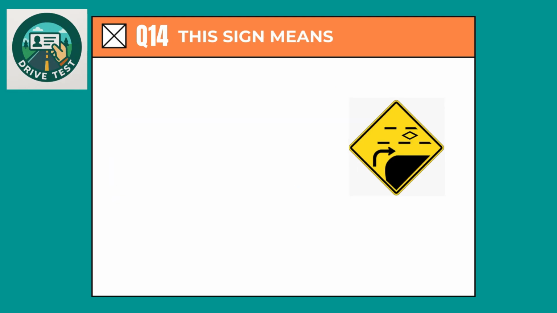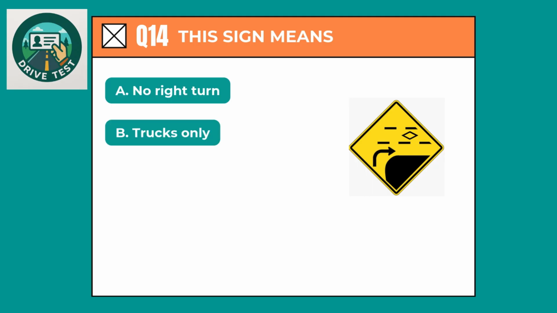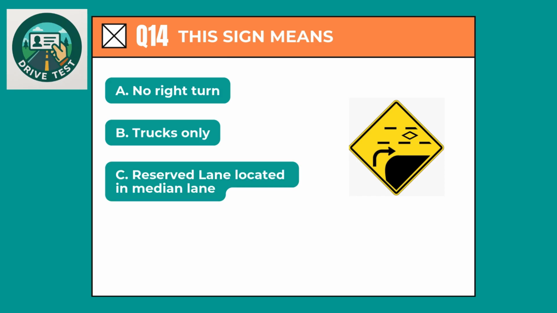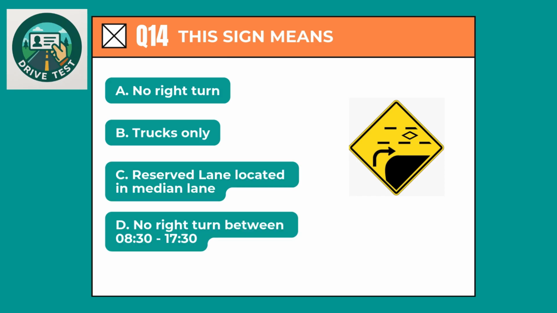Question 14. This sign means: A. No right turn. B. Trucks only. C. Reserved lane located in median lane. D. No right turn between 8:30 and 17:30. The correct answer is C. Reserved lane located in median lane. Middle lane is reserved for special vehicles.